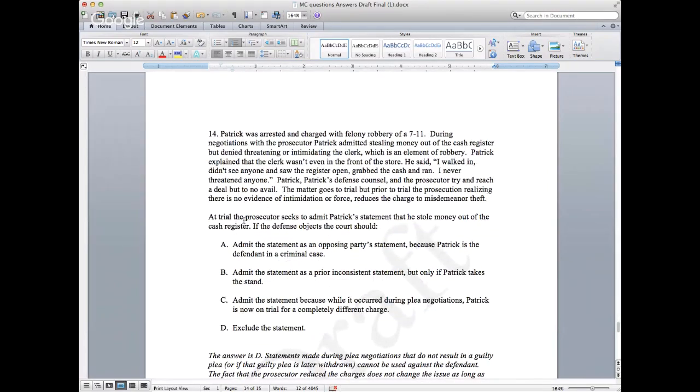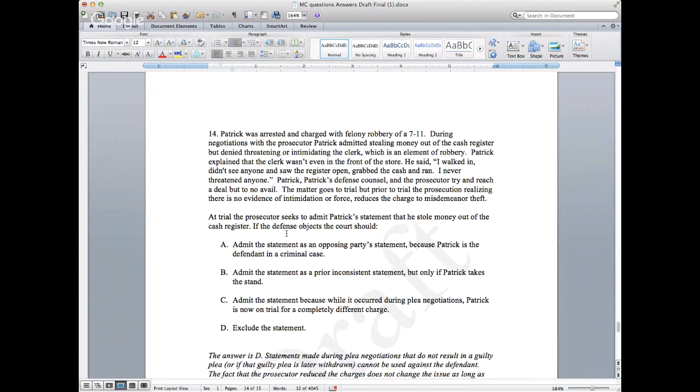14 is, at trial, the prosecutor seeks to admit Patrick's statement that he stole money out of the cash register. If the defense objects, the court would. Well, that's not really enough, but it seems like we have a statement that the prosecutor is seeking to admit. Is this statement just hearsay? It plainly seems like it could be a hearsay issue because it's an out-of-court statement. They're trying to introduce it. But if Patrick is a defendant, we've got party opponents. So there's a lot of things going on, but we don't really know. So let's see what the question says.